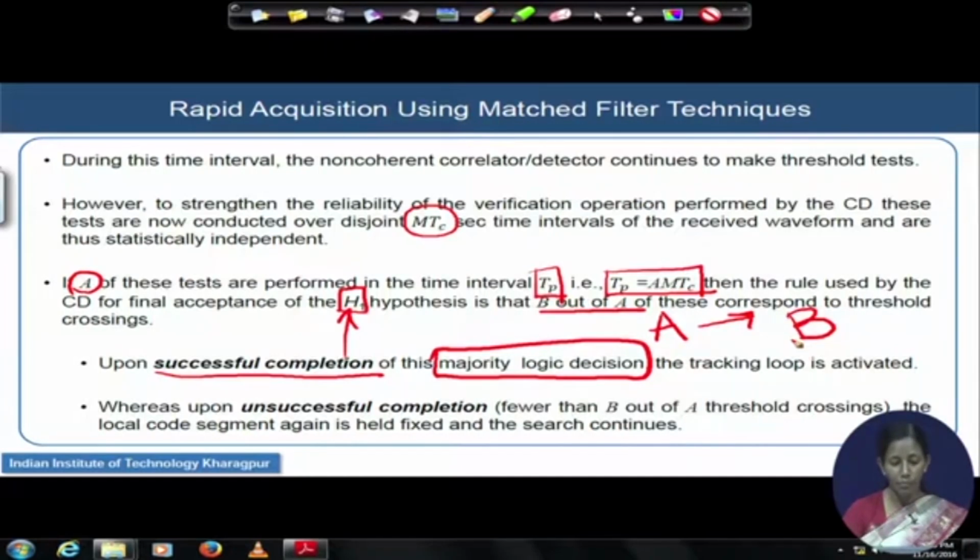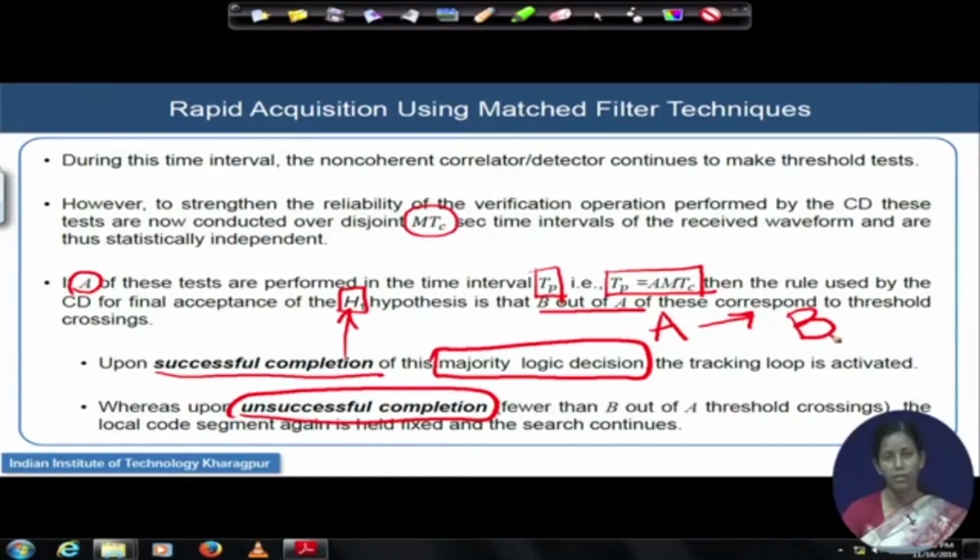On unsuccessful completion, that means fewer than B times you are seeing the correlated output crossing the threshold, the local code segment needs to be held fixed again and the search technique starts once again. So, that is an unsuccessful completion, if we find it for less than that number of times. So, we will be changing the segment, or holding a new segment, and continuously check on it. So, that is how the decision leads to changing the PN segment.